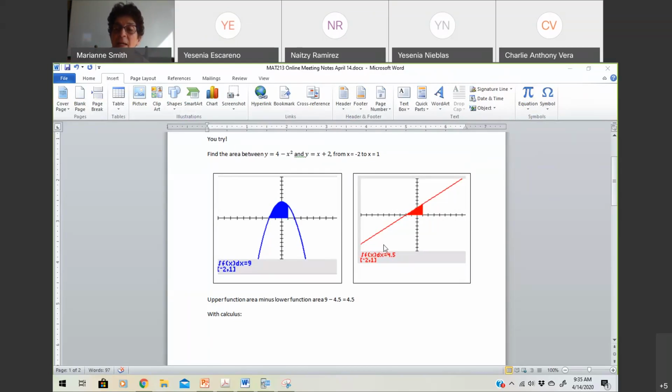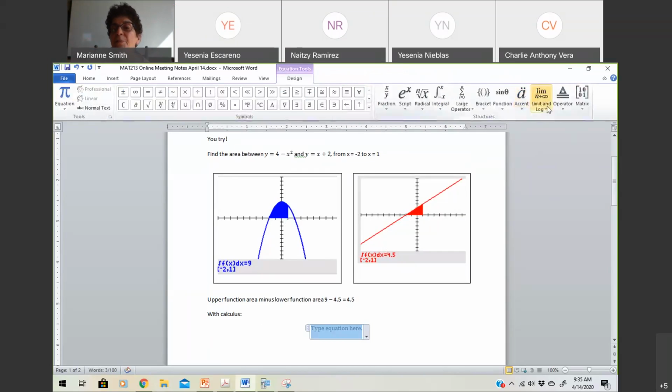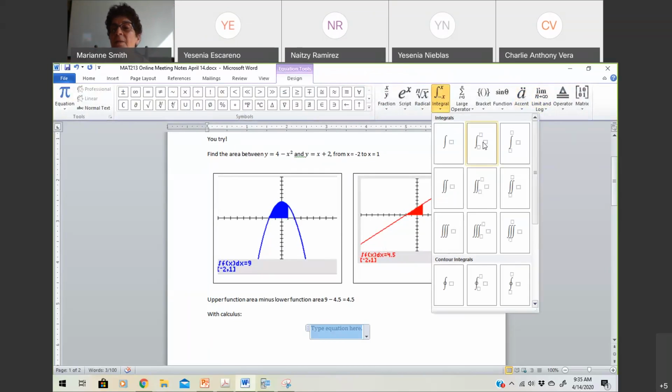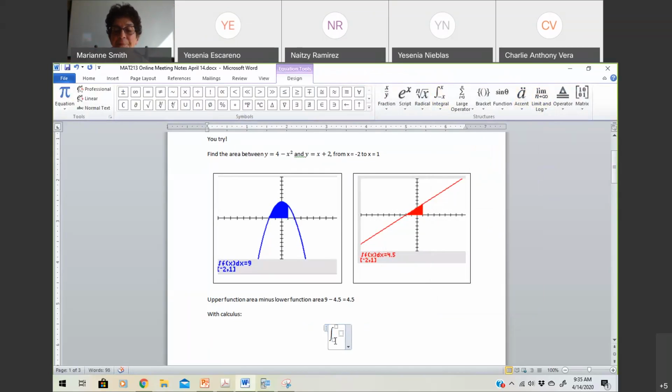So in order to net out the area between the two curves, take this higher area, 9, minus the lower area, 4.5. If you wanted to do this with calculus, you'd have to do something like this. You'd have to say from -2 to 1 on the integral, and then you'd have to have your upper function, which is the quadratic. So you'd have to say 4 minus x squared.